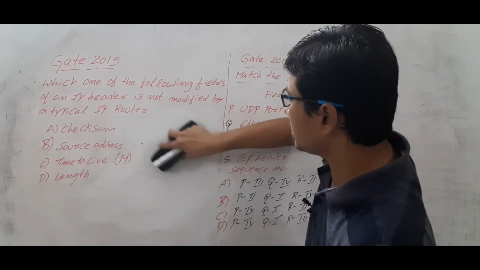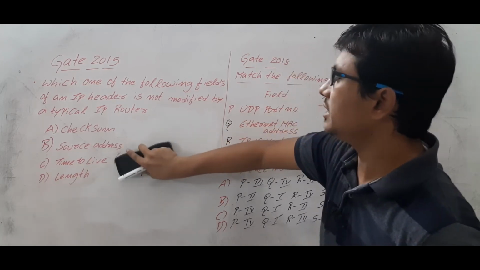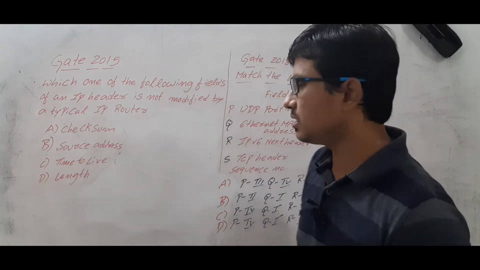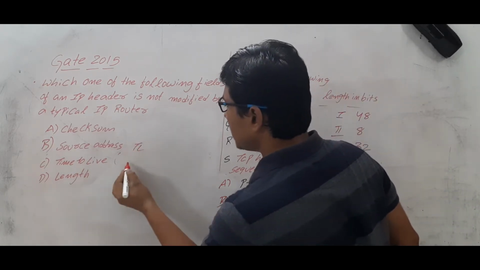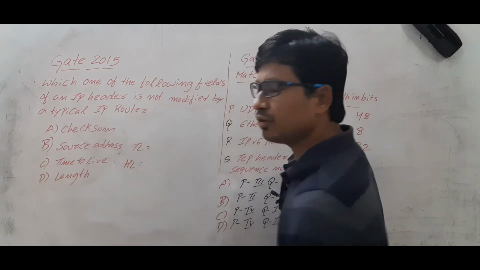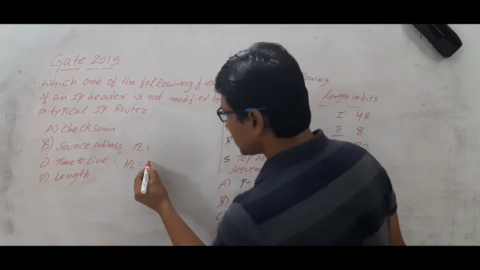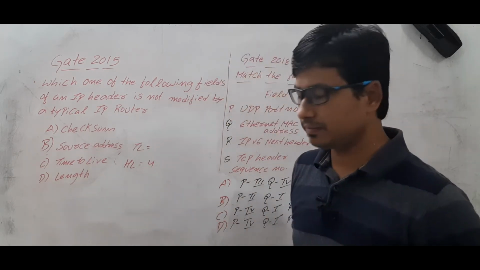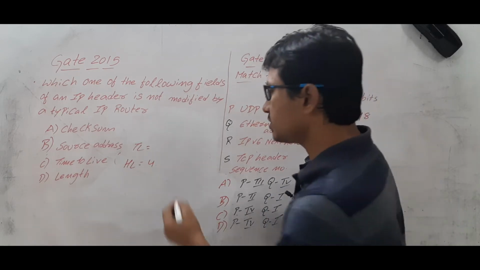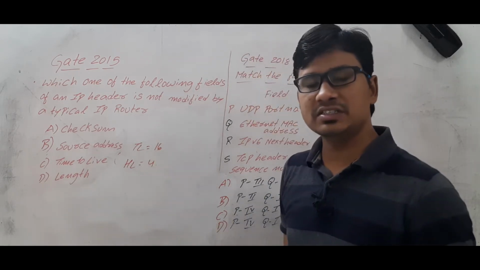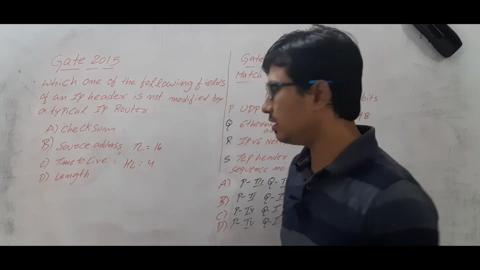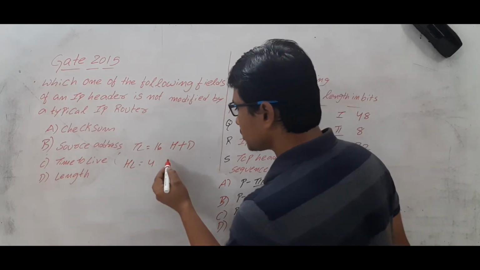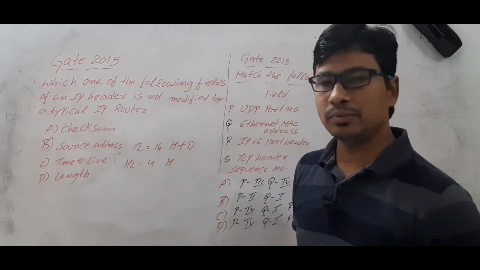Now let me discuss the length field. What is the length field? It says the total length of the packet. Usually we have two lengths in the IPv4 header format: the total length and the header length. Header length consists of 4 bits which specify the length of the header, and total length consists of 16 bits which specify the size of the header plus data, whereas the header length specifies only the size of the header. Are you able to understand?